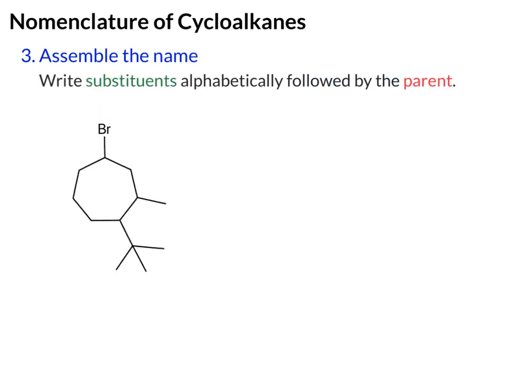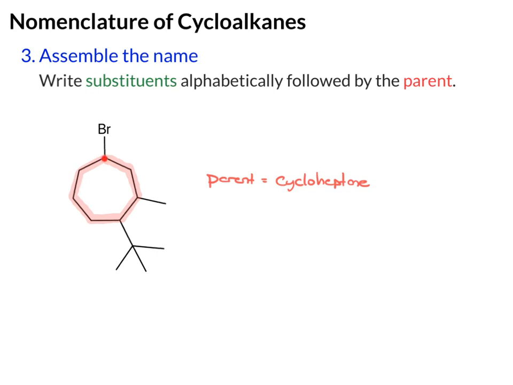Now we have everything we need to assemble and write an IUPAC name for a cycloalkane. So in this example, we have a 7-membered ring. That's going to be our parent. So our parent is cycloheptane. Then we need to number this, and you can imagine either starting at the bromine and going clockwise, or starting at the tert-butyl group and going counterclockwise. One of those will give the lowest numbering.